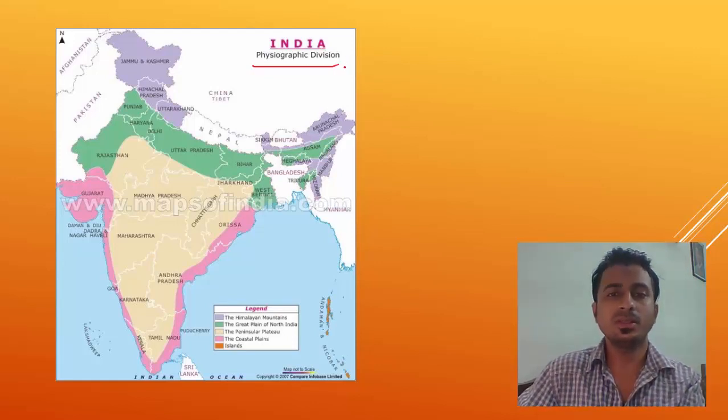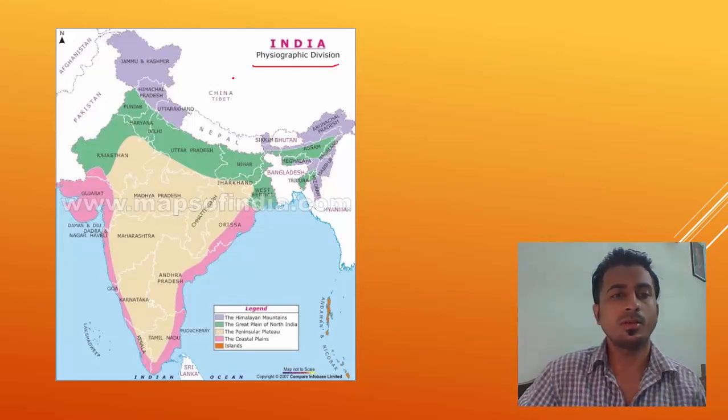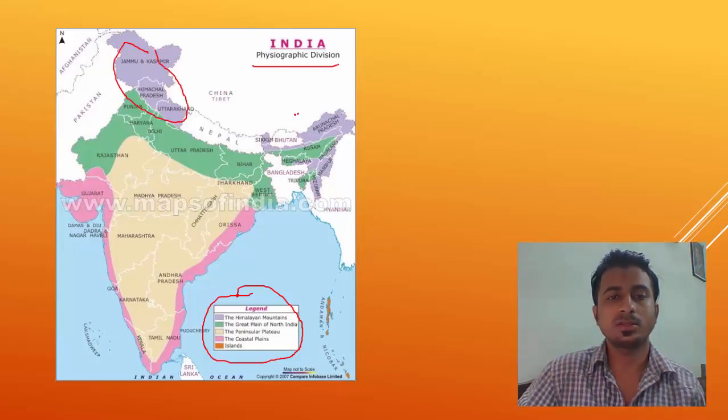See, a physical feature is anything which we can see with our eyes. So the physical features which we see on the land, especially in India's case, are known as physical features or physiographic division. So from here you can see the legend, it's indicating what is shown in the map. So the purple color shows the Himalayan mountains, three Himalayan states, and here the seven sisters.